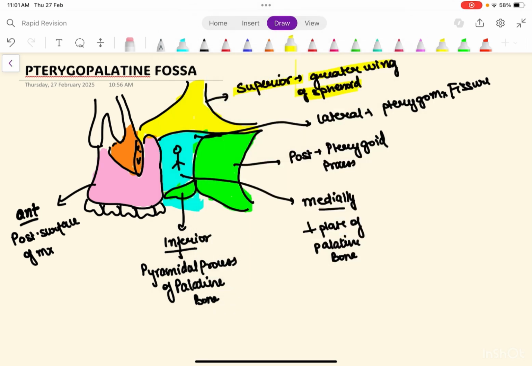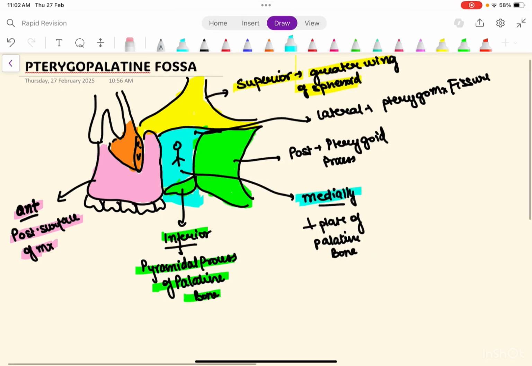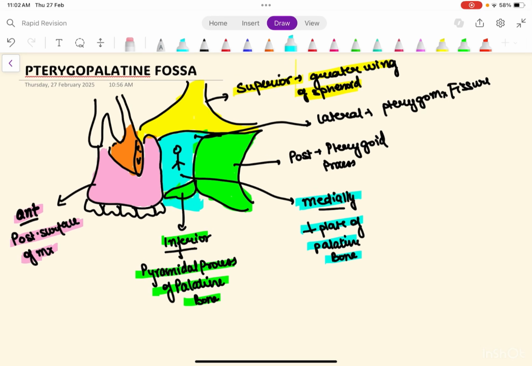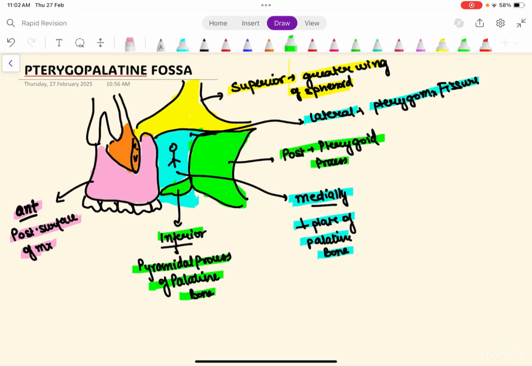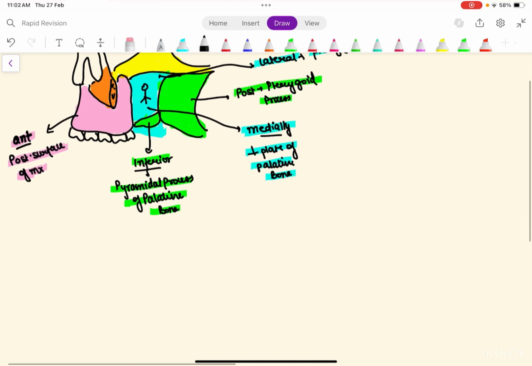Alright, let's just go through them once again. Superiorly, obviously you will have the greater wing of sphenoid. Then the anterior part, you will have the posterior surface of maxilla. Coming on to the inferior, the green one, which is the pyramidal process of palatine bone. Medially you will have the perpendicular plate of the palatine bone. Then laterally again you will have the pterygomaxillary fissure, and the posterior part you will have the pterygoid process. Now let's go through the structures that pass through it.